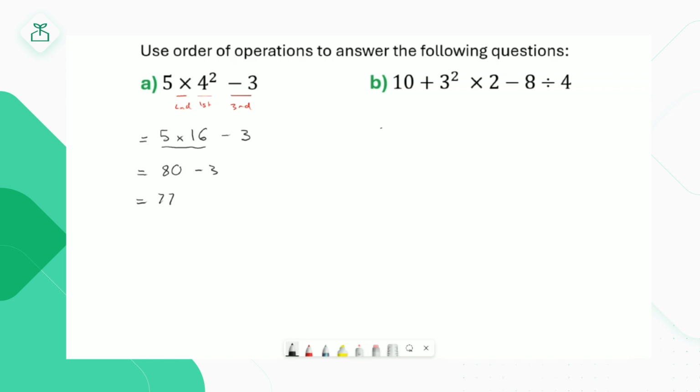So let's look at B. We're going to look at doing our 3 squared first, our multiplication second, our division third, and then our addition and subtraction, we'll do those last. So this becomes 10 plus 3 squared, which is 9, times 2, minus 8 divided by 4, which is just 2. So it's 10 plus 18 minus 2. So that's just 28 minus 2, which is 26.